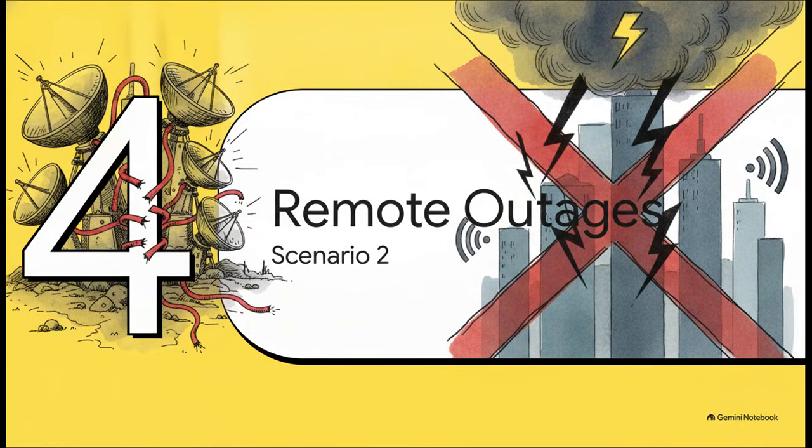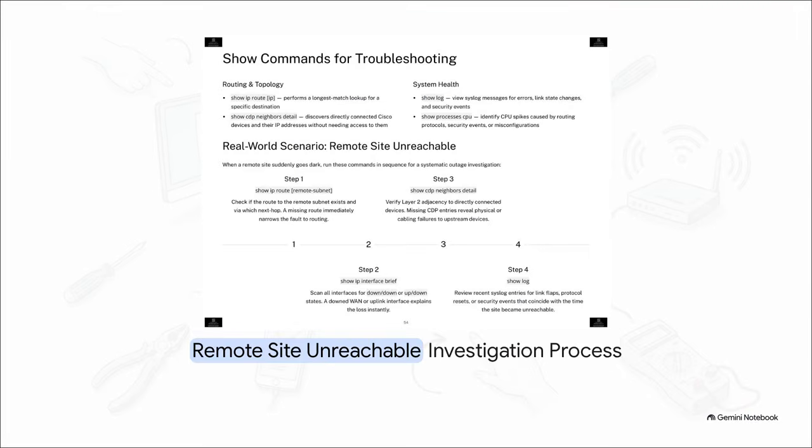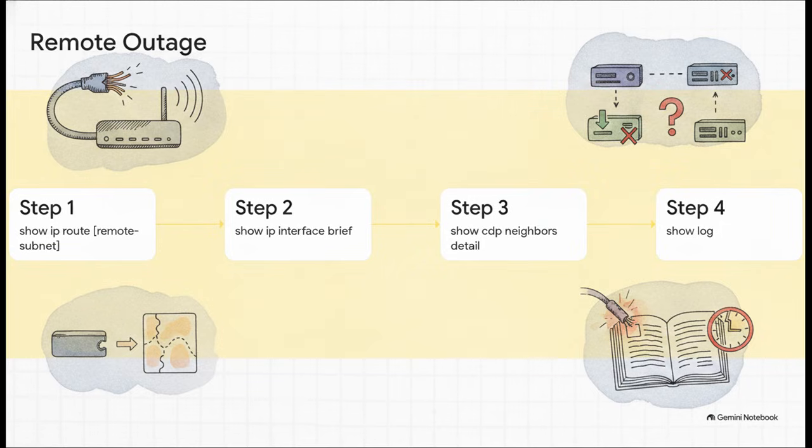Section 4. Scenario, remote site outages. All right, let's raise the stakes a bit. What happens when an entire remote site goes completely unreachable? This systematic outage investigation playbook is exactly what you need to fall back on when the panic starts setting in. Let's break down the logic of this specific sequence. First things first, run show ip route for that remote subnet. If the route is missing entirely, you've instantly narrowed your fault domain down to routing. Simple as that.